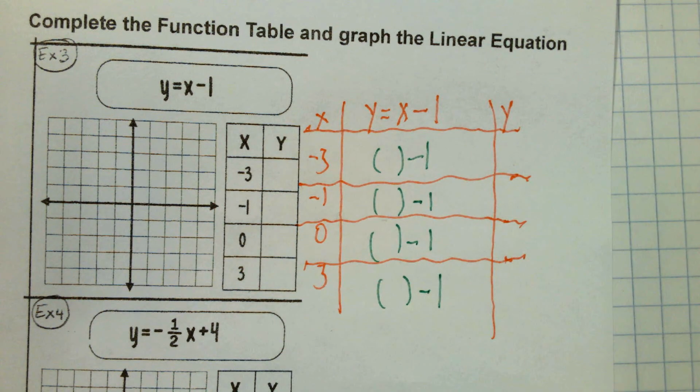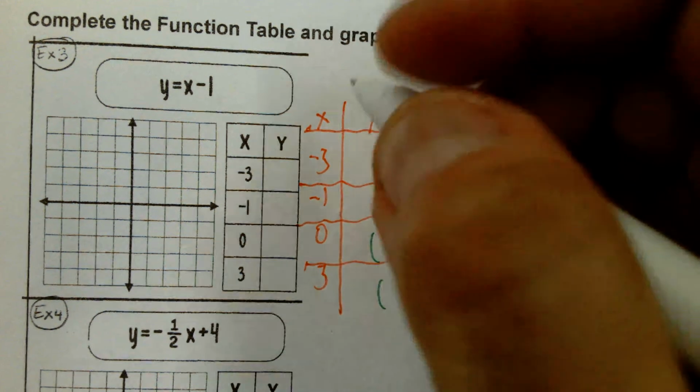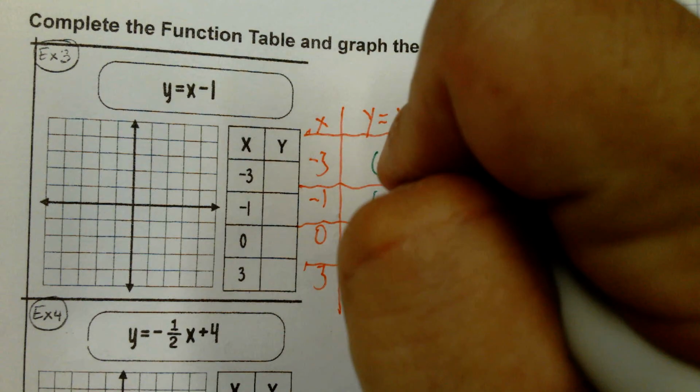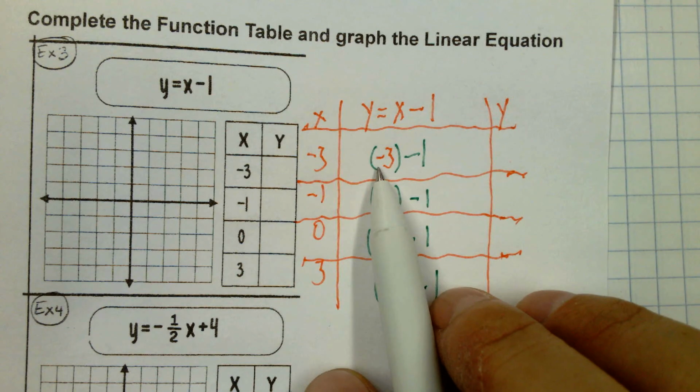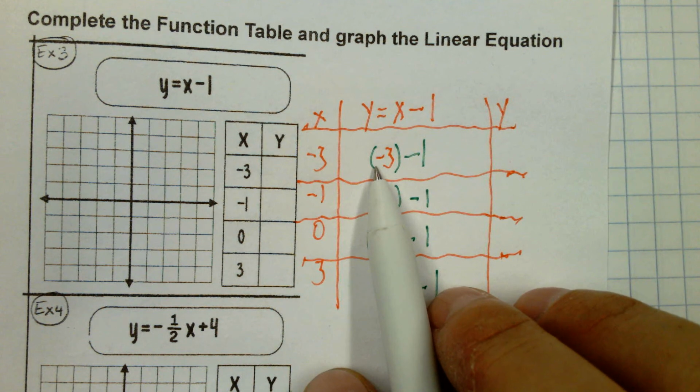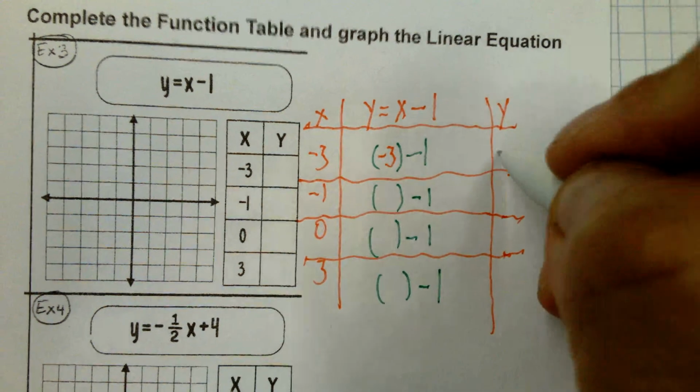Okay? So what's going to be our first x? -3. So now we got to think about what this means. I always think of money, owing or having money. Say I owe $3, -3, and I borrow another dollar. How much do I owe now? So that's -4.